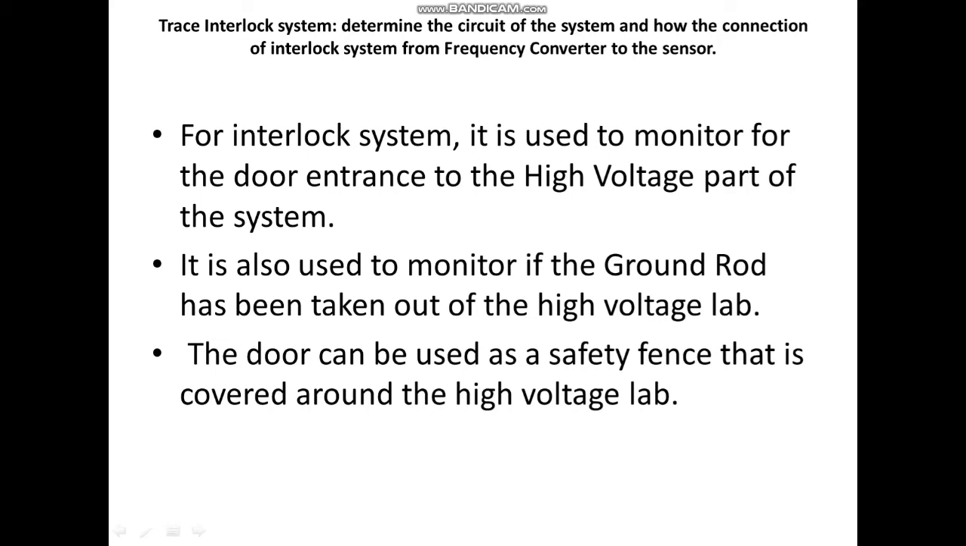For trace interlock system, determine the circuit of the system and how the connection of the interlock system goes from the frequency converter to the sensor. The interlock system is used to monitor the door entrance to the high voltage part of the system. It is also used to monitor if the ground rod has been taken out of the high voltage lab. The door can be used as a safety fence that is covered around the high voltage lab.